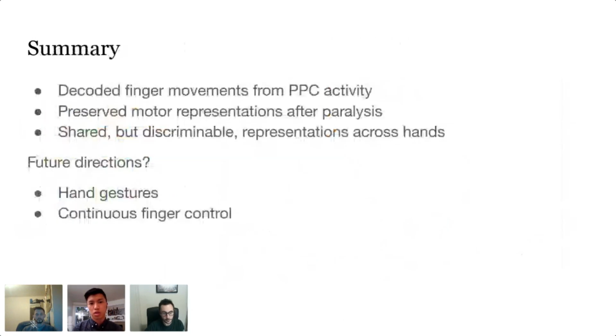So in summary, we decoded finger movements from PPC activity. The corresponding finger organization suggests that motor representations are preserved after paralysis, and we found shared but discriminable representations across hands. And there are some interesting future directions that would be to study more complex hand gestures and potentially continuous finger control.